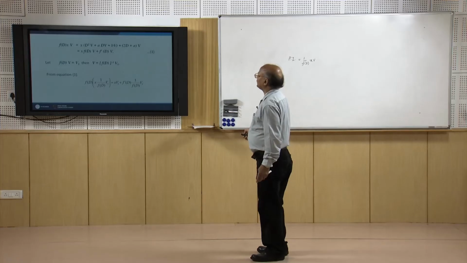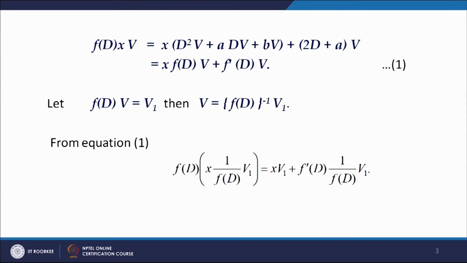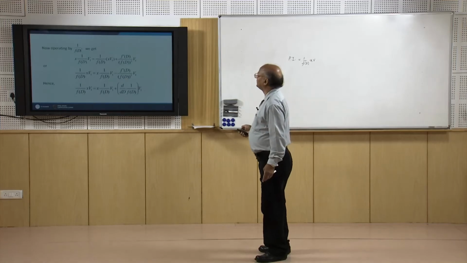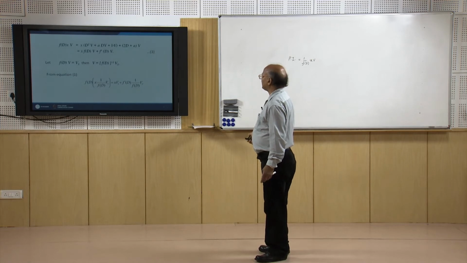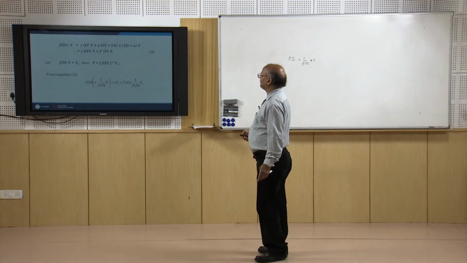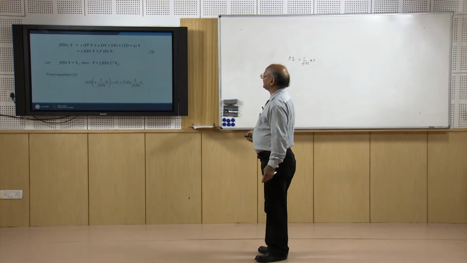Now, let us put the value of V as 1 over F(D) operating on V1 in this equation. So, we get F(D) operating on x into 1 over F(D) V1 equal to xV1, because F(D)V is V1. So, x into V1, and then F'(D) operating on V is equal to 1 over F(D) V1. Now we will operate on both sides by 1 over F(D). Since F(D) and 1 over F(D) are inverse to each other, we shall get on the left hand side only x 1 over F(D) V1.